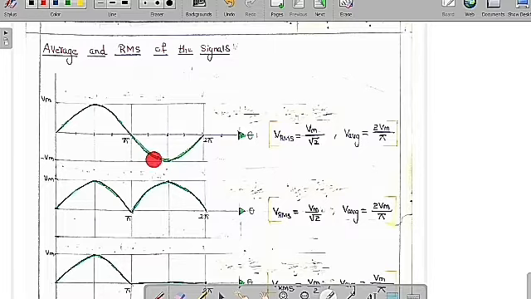As it is a sinusoidal signal with a peak value of Vm, this is the half of the time period and this is the full time period. Then the average value will be 2Vm by pi.